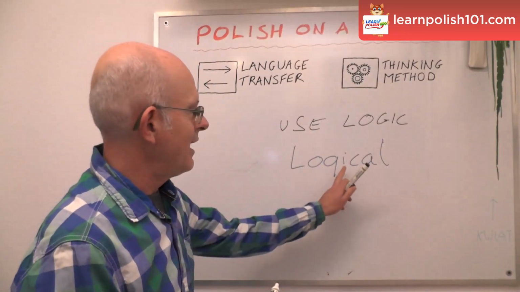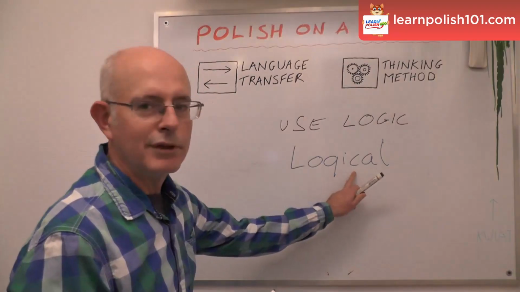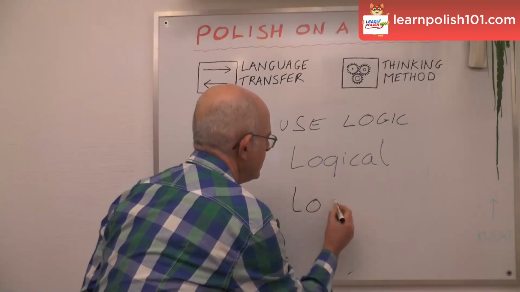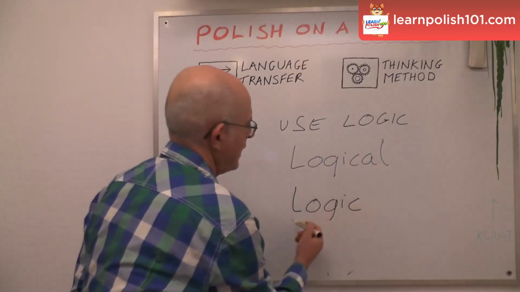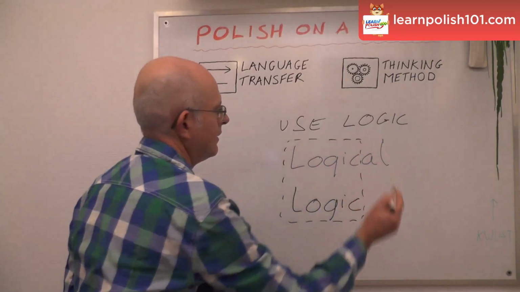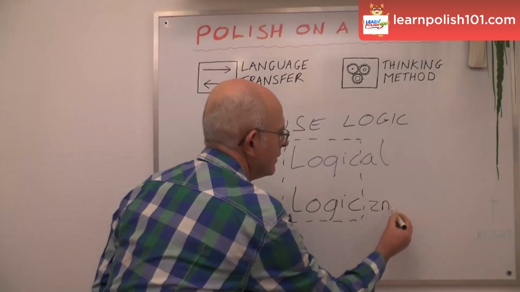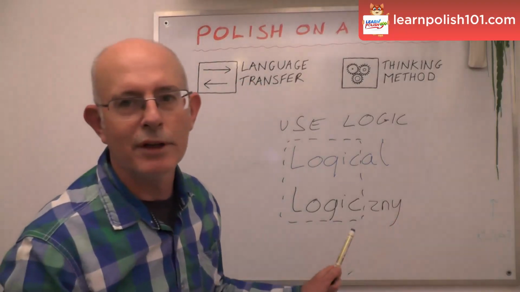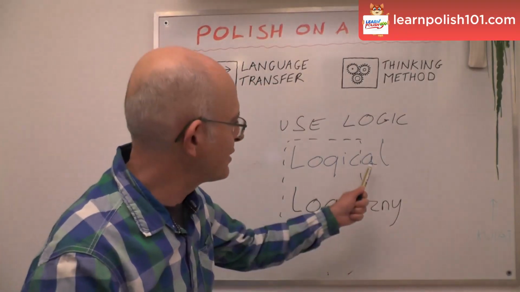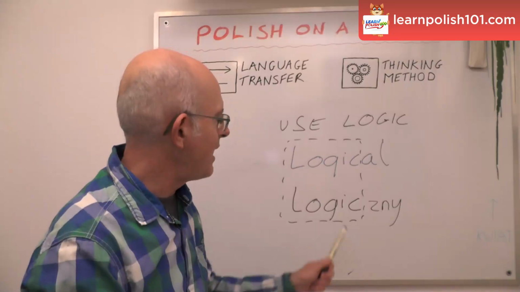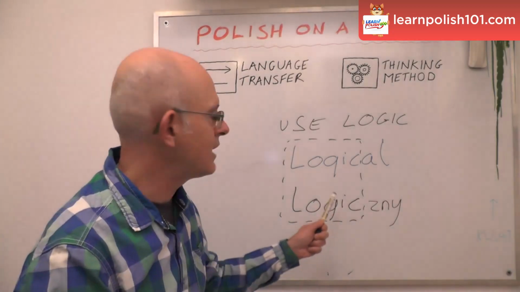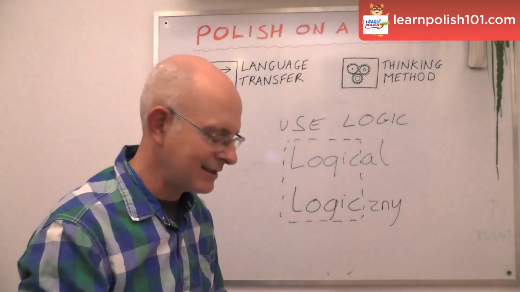Now with logical, we can quite literally, with the Polish, repeat that start there, like that. So we're not dropping the whole ical off the end. We're just dropping the al off the end here. And that's a reminder that a soft g, any kind of soft sound, uses the I. Okay, that's how I remember it.